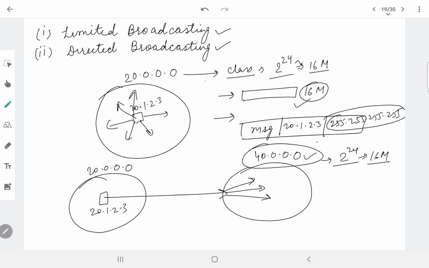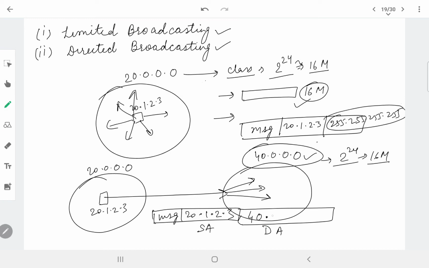So to overcome this problem, there is a feature called directed broadcasting. Here the host puts his message, after that he puts his IP address as the source address, and in the destination address he puts the network ID 40, since 8 bits is only the network ID in class A, and after that he fills every other bit as 1. So that is 40.255.255.255. After doing this, this packet will reach all the other hosts in that network.